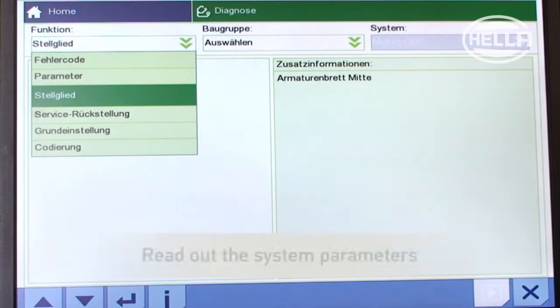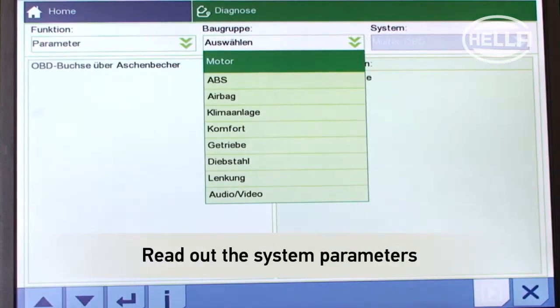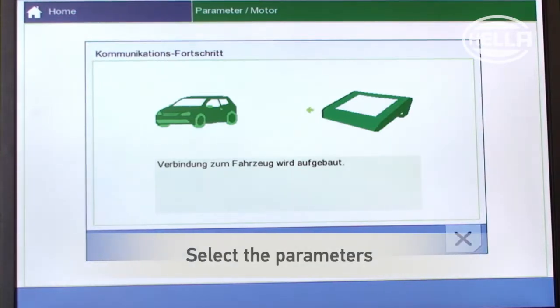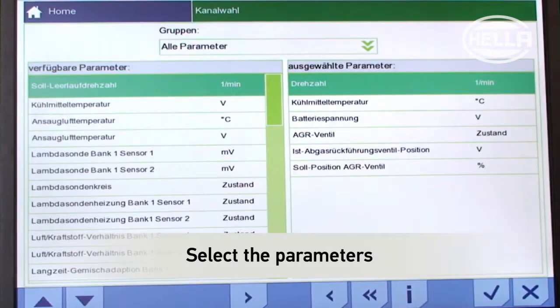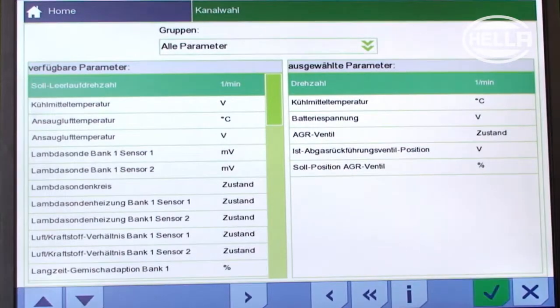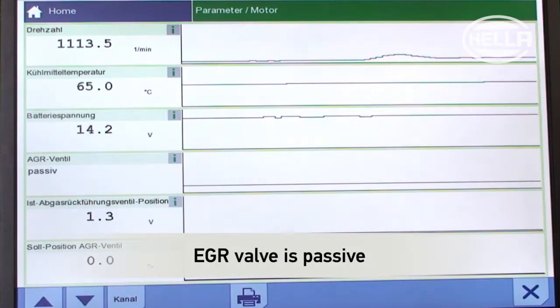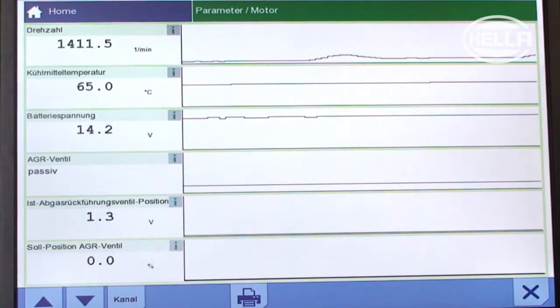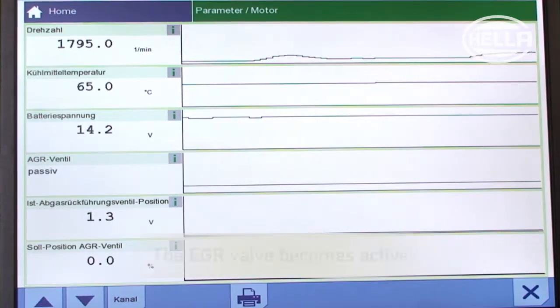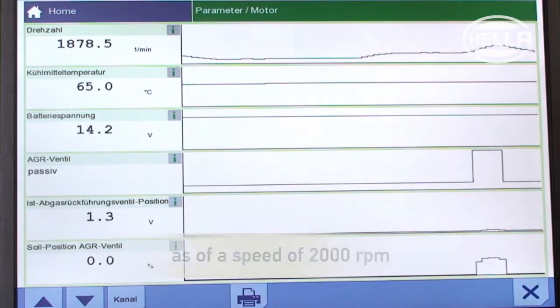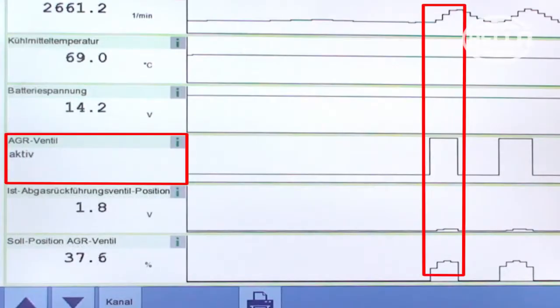Another diagnosis option is to read out the system parameters. Change to the Parameters functional scope and then select the measured value ranges required for the EGR valve. Now, start the engine. Exhaust gas recirculation is not active while the engine is idling. The EGR valve is passive at this time. The EGR valve becomes active when the engine speed exceeds 2000 revolutions per minute and various engine parameters are met. In this case, the test shows when the EGR valve is actuated.